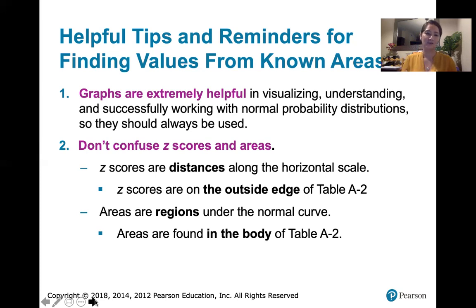Students get confused with these two pieces of information when they start interpreting areas as z-scores or z-scores as areas. If someone gives you a z-score, you're looking at the outside edge and then you're finding an area in the table. If someone gives you an area, you're looking in the body of the table and then you're looking for the z-score on the outside edge afterwards. So just make sure you know what those numbers represent and you're looking in the right part of the table to find what you need.